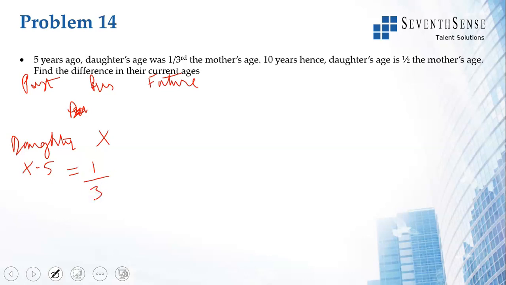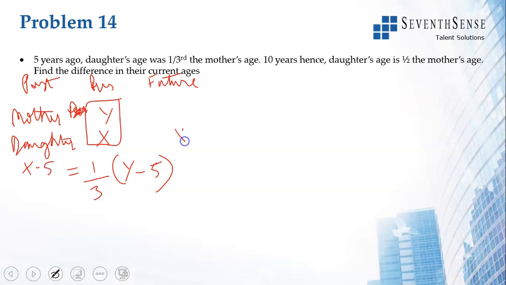Mother's age is y minus 5. Let us say mother is y. So 5 years ago, your daughter is x, mother is y present. Okay, so this is present. 5 years ago, subtract: x minus 5 for the daughter, y minus 5 for the mother. Daughter's age is 1/3 mother's age. Correct? 1/3 mother's age. 10 years hence.